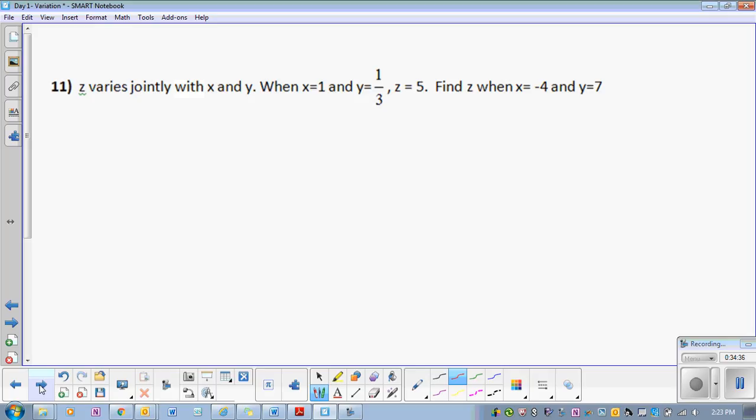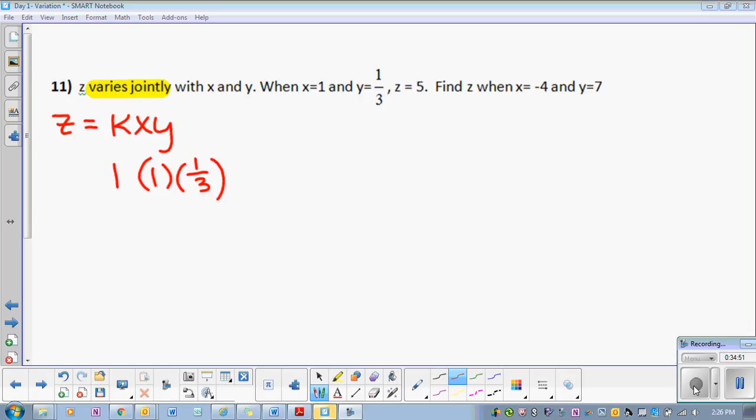You know what? You guys want to try this? You try this one. So Z varies jointly with x and y. When x equals 1 and y equals 1/3, z equals 5. Now, of course, we don't know k. So 5 equals k times 1/3. How did you guys solve for k here?